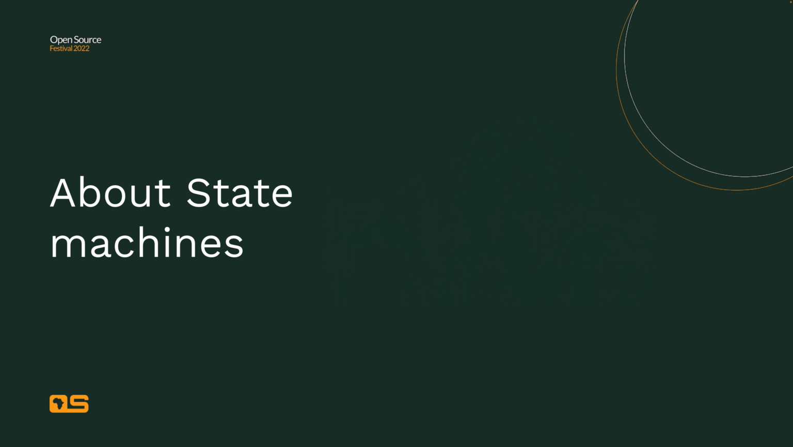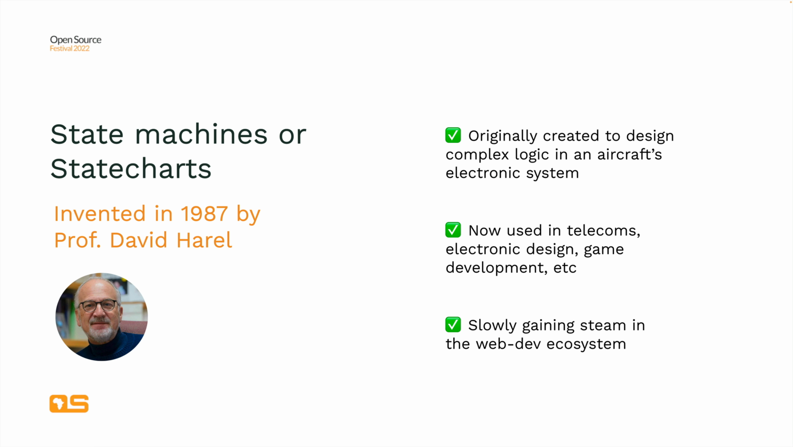And these are the problems that state machines are here to help us solve. State machines or state charts, I can use these two words interchangeably. They were invented in 1987, yes, as far back as 1987, by Professor David Harel, and they were originally designed or created to model complex logic in an aircraft's electronic system. You can imagine how difficult this could have been without using a state chart back then.